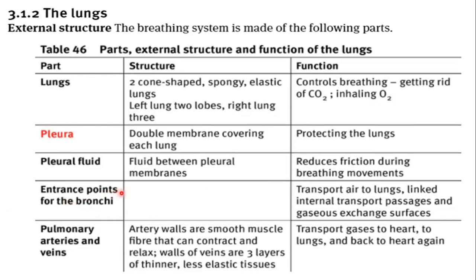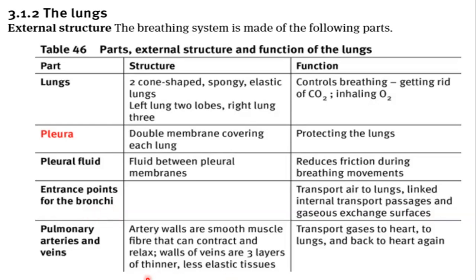And then you have entrance points for the bronchi. These transport the air to the lungs, which is linked to the internal transport passages and gaseous exchange surfaces. So there needs to be a transport point, right? An entrance point. Remember, when you breathe in through your nose or your mouth, the air moves through various other structures up until it gets to the bronchi, and then it branches to the bronchioles and then the alveoli. So the function of those entrance points to the bronchi is to transport the air from the outside environment down to the lungs.